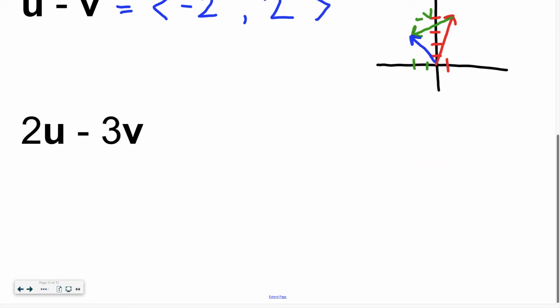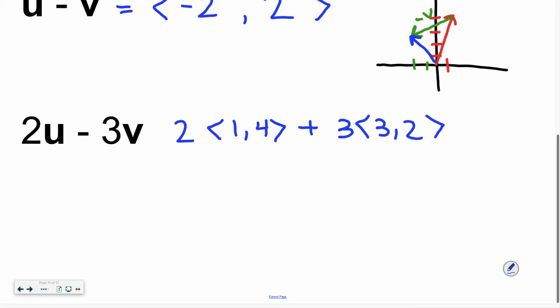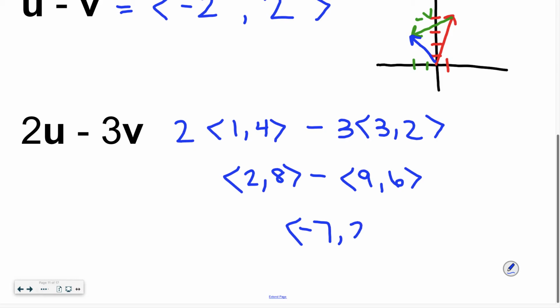One more example here, 2u minus 3v. One step at a time, people. If we're talking about 2u minus 3v, we're talking about 2 times the vector 1, 4, and 3 times the vector 3, 2. Is it minus? It is minus. I wrote plus. So first, distribute the scalars through. 2, 8 minus 9, 6. So then our resultant vector is negative 7, 2.